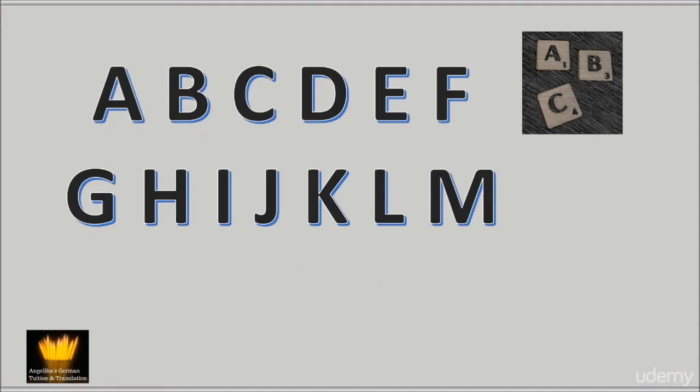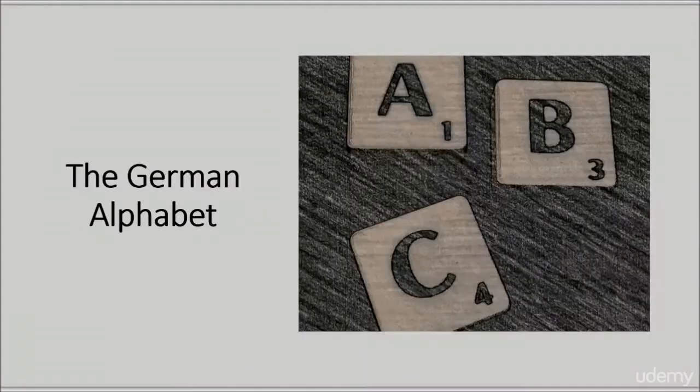And that's the first part of the alphabet. I'll go through it again. A, B, C, D, E, F, G, H, I, J, K, L, M. And we cover the next lot in the next video. Ready for part 2? Here we go.